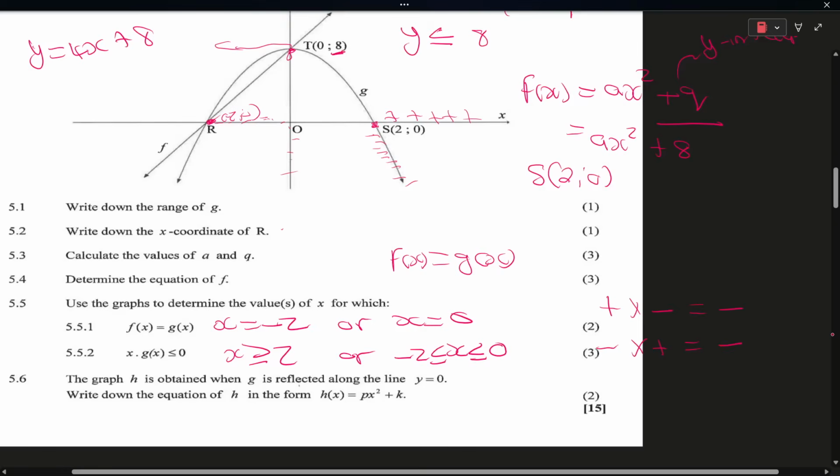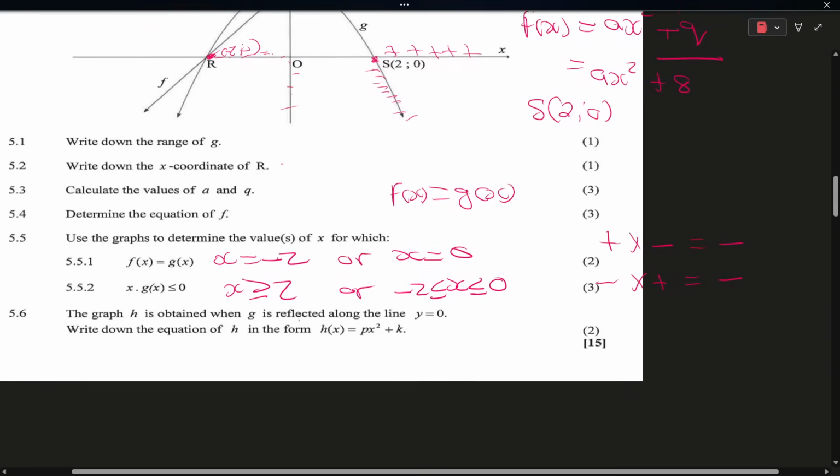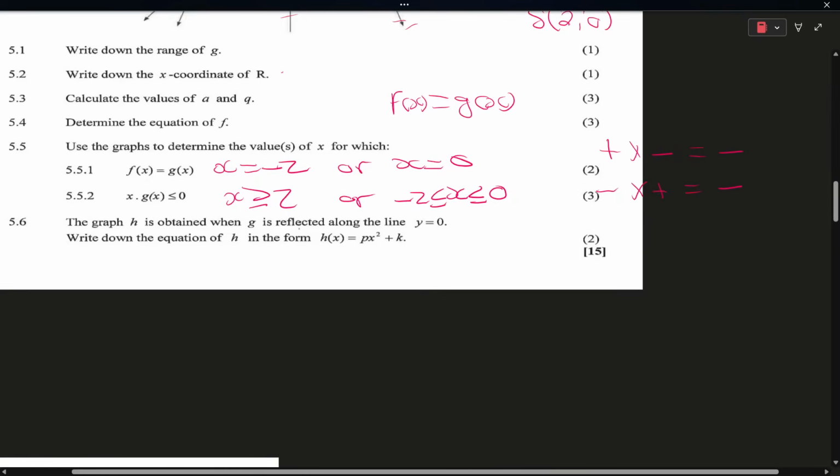Okay, so then our last question is going to be what? It's going to be the graph of H is obtained when G is reflected along the line y is equals to 0. So when they say it's reflected about the line y is equals to 0, they mean that it's reflected about the x-axis. Okay? When it's reflected, my graph was having what? Was having my original graph. So if I substitute everything, it was having f at x.